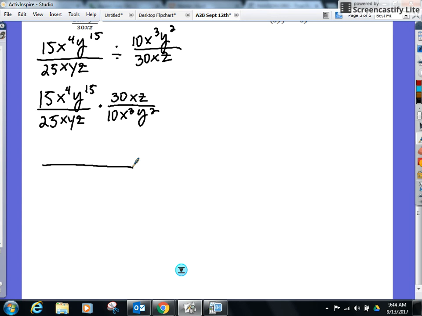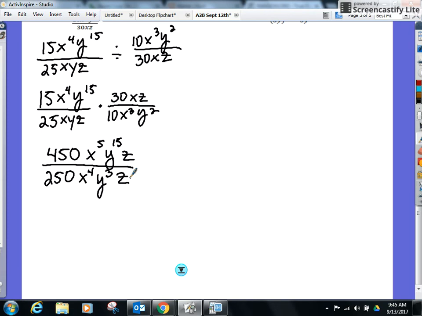So I know I have 15 times 30. That's 450. And it looks like I have 5 x's on top, 15 y's and a z. On the bottom, 250, 4 x's, 3 y's, and a z. How's that look? Did I make a mistake? I got confirmation from Carter. I must be right.